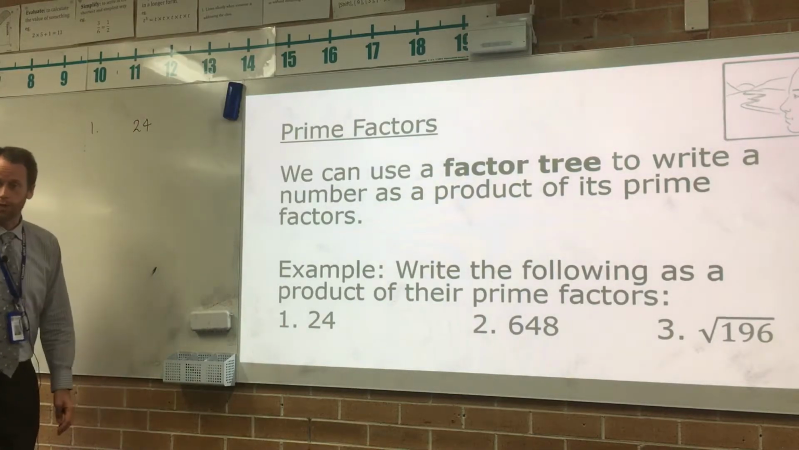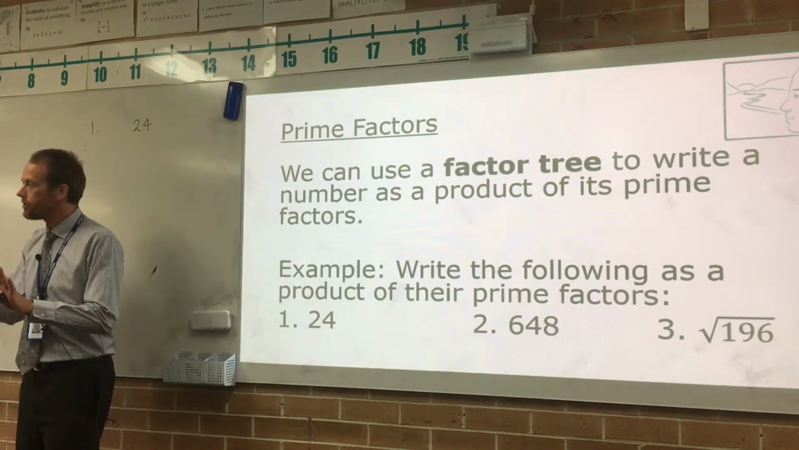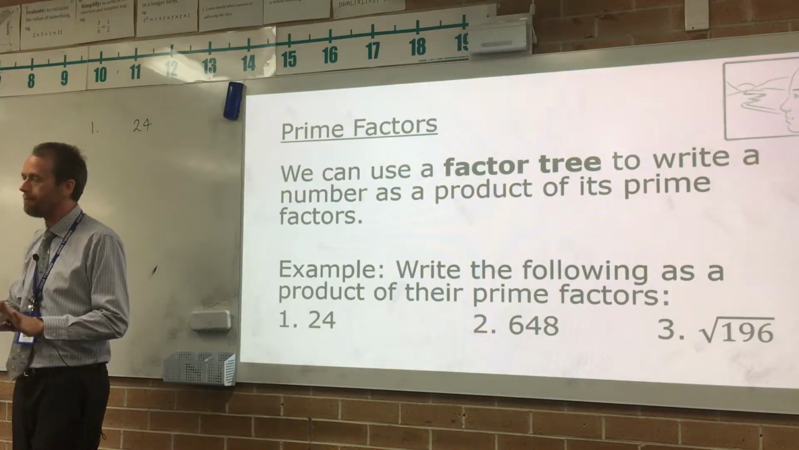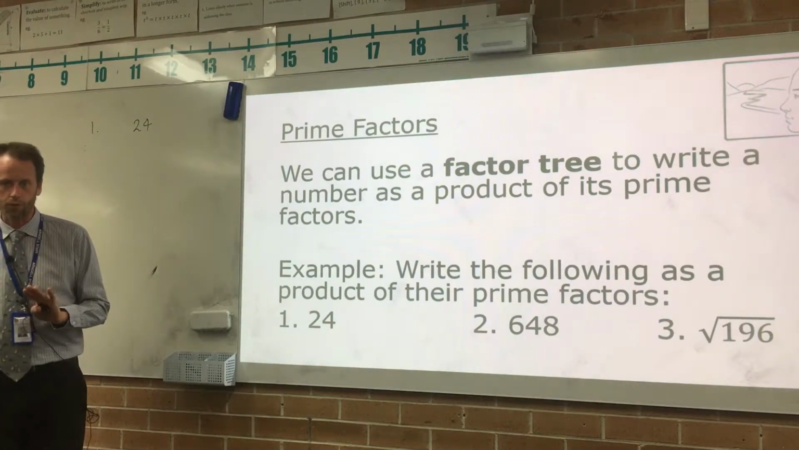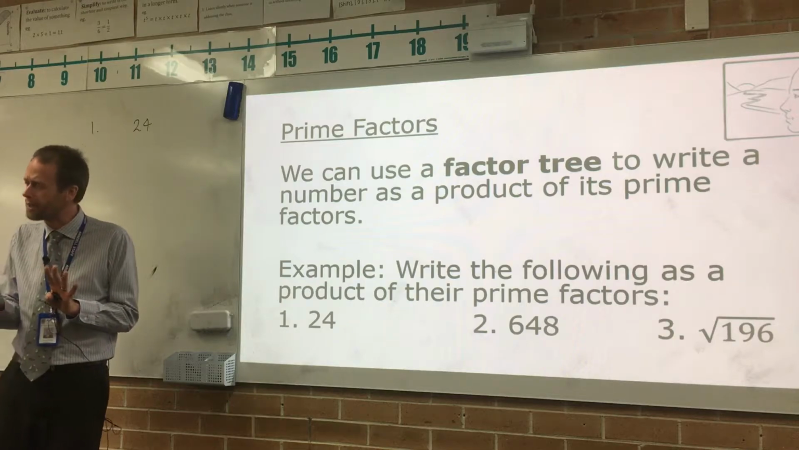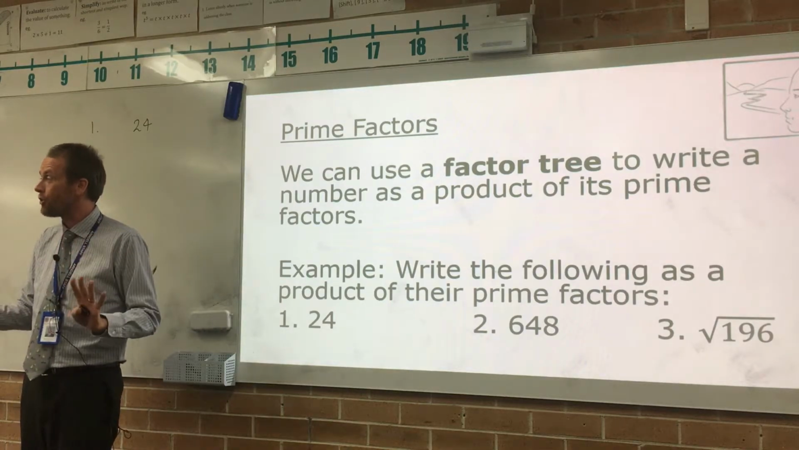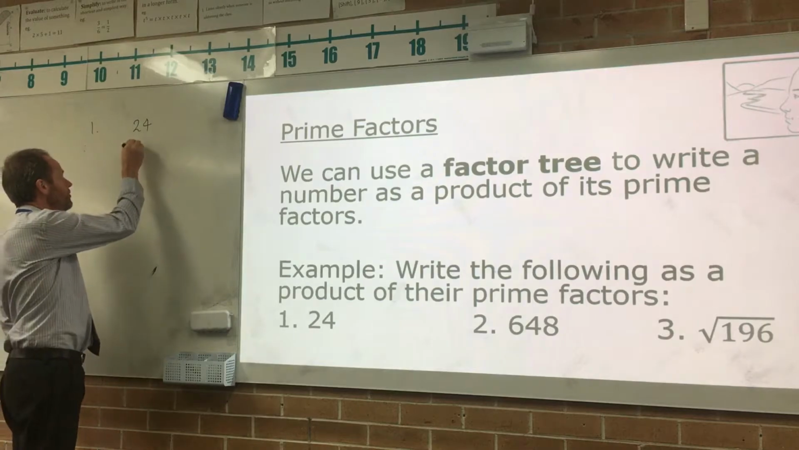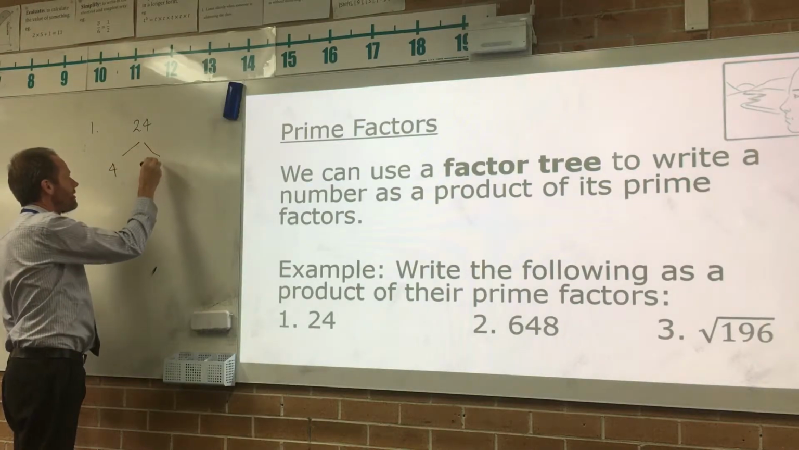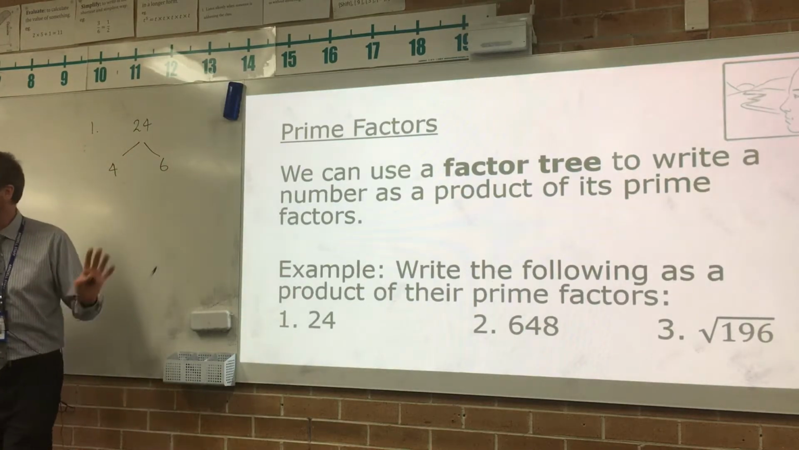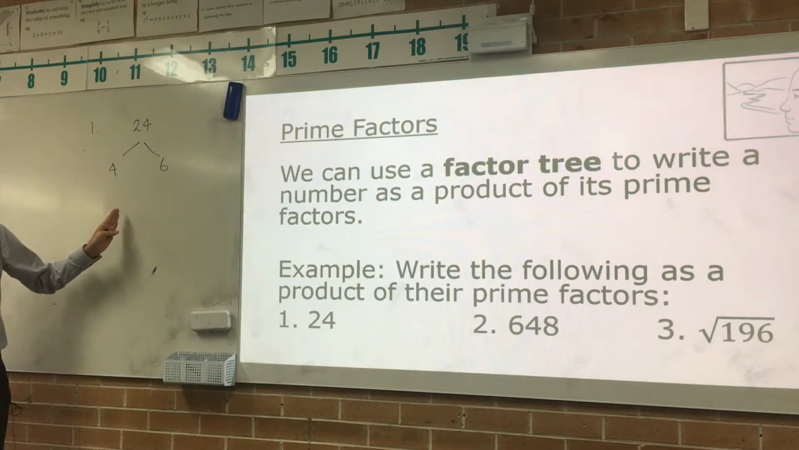You write the number 24. What you need to do next is think of 2 numbers that multiply together to give 24. You don't choose 1 and 24, all right? You choose 2 other numbers. Let's, for example, choose 4 and 6. So we write them underneath like this.